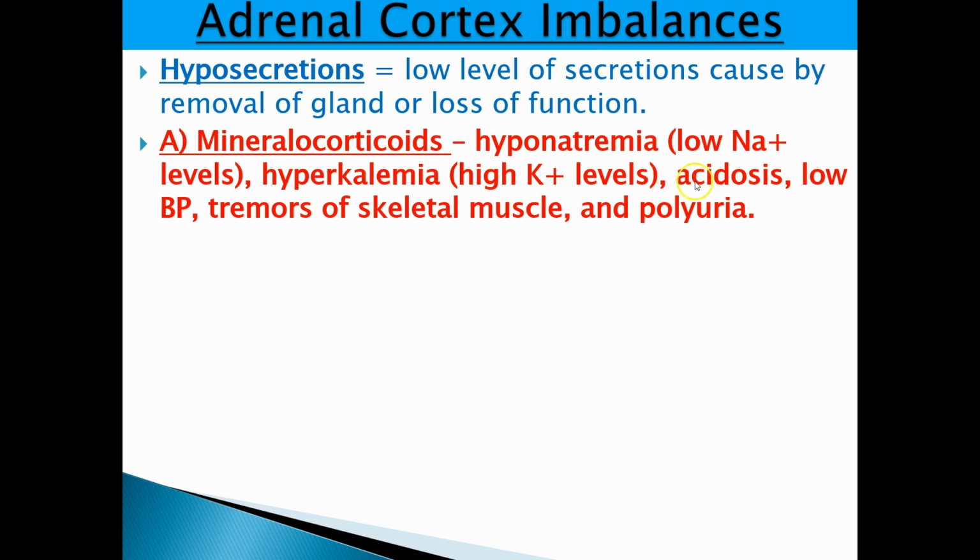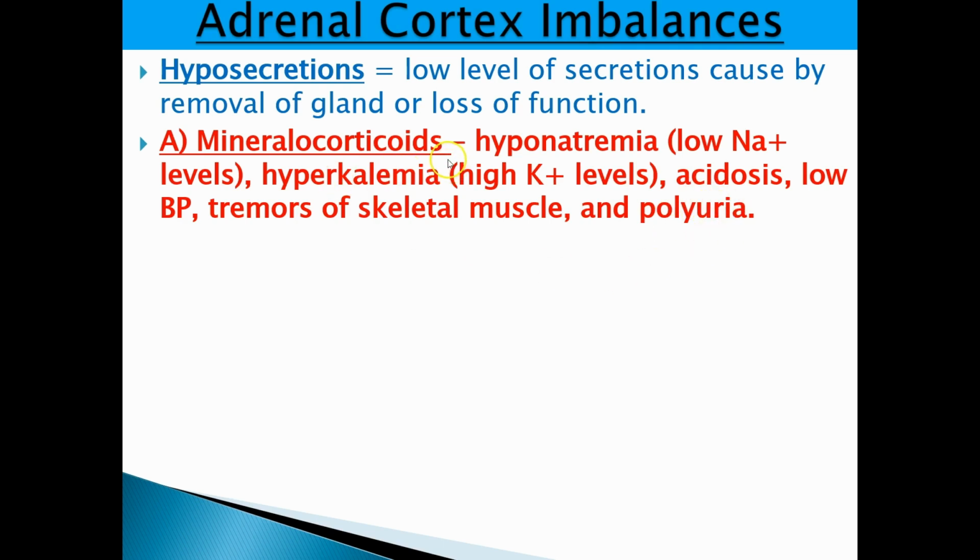Acidosis is common. That's not something I stress at this time. We'll talk about that much later. But notice low blood pressure because, as I said, aldosterone helps regulate blood pressure. Tremors of muscles, because, of course, you have an imbalance of sodium and potassium. We know the sodium-potassium pump is important for the neural system and, of course, the muscular system and cells just in general. And then polyuria, which means just frequent urination, would be common with this.